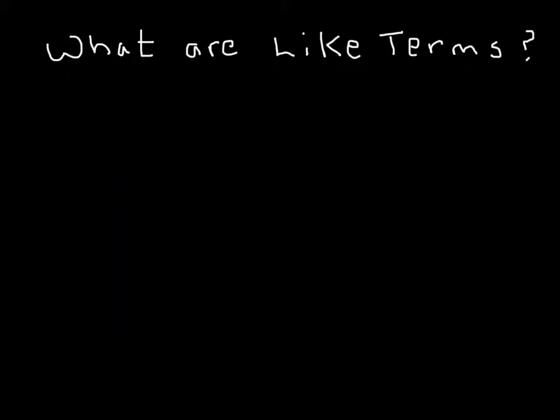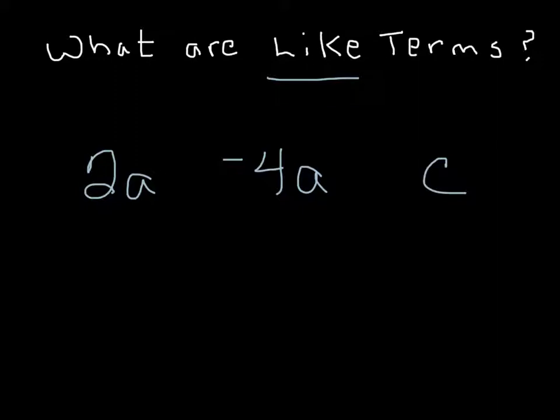Now, what are like terms? Well, as we said before, a term can take many different forms. Now, what do we mean by like terms? Well, if I had, say, 2a, and then I had a negative 4a, and say I had c. Now, what I have here is 3 terms. So I have 2a, which is one term, I have a negative 4a, which is another term, and I have c, which is a third term. Now, only 2 of these are what we call like terms. So what are like terms?